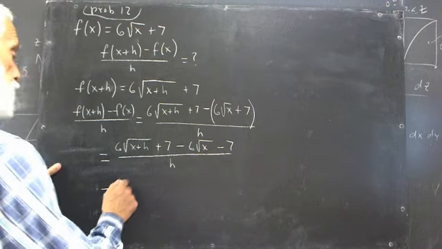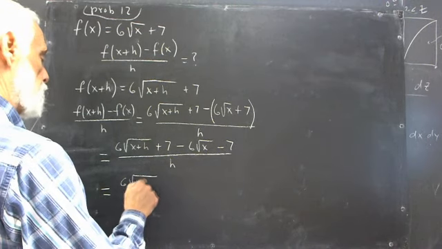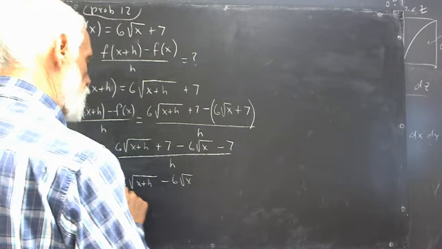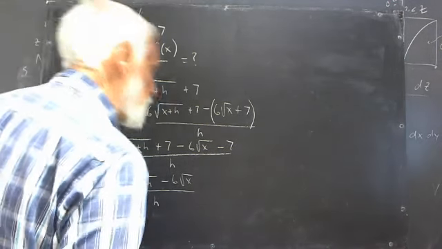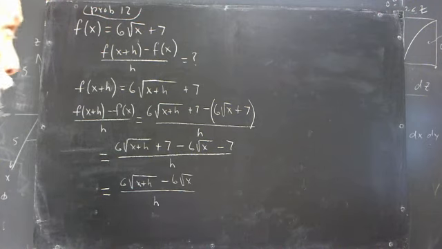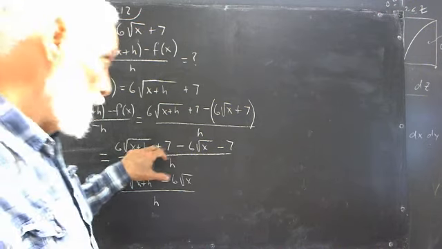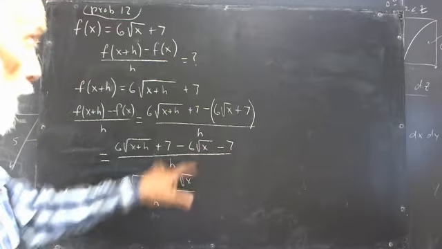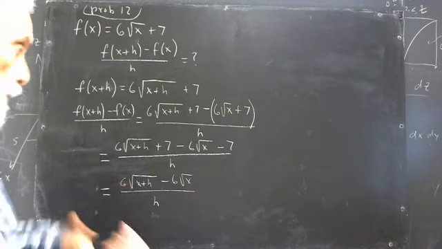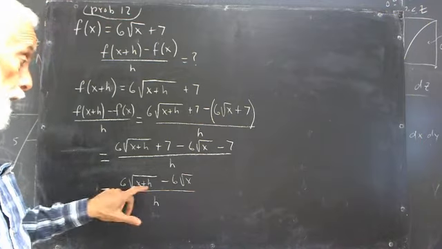So we end up with 6 times the square root of x plus h minus 6 times the square root of x divided by h. Now some people would say the 7s cancel. I don't like to use that word. This plus 7 and minus 7 add up to 0, and 0 makes no contribution to the numerator. Therefore, by properties of identities, etc., we end up with this.